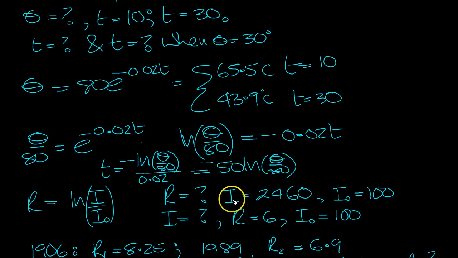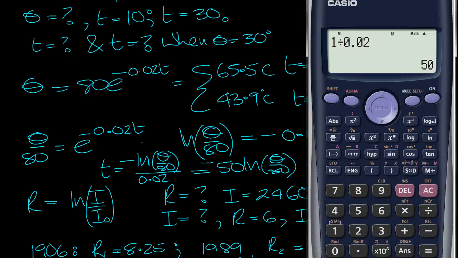So when theta is 30, put it in. This is when theta equals 30 degrees C above room temperature is the measurement. Minus 50 times the natural logarithm of theta, which is 30, divided by 80, close bracket.